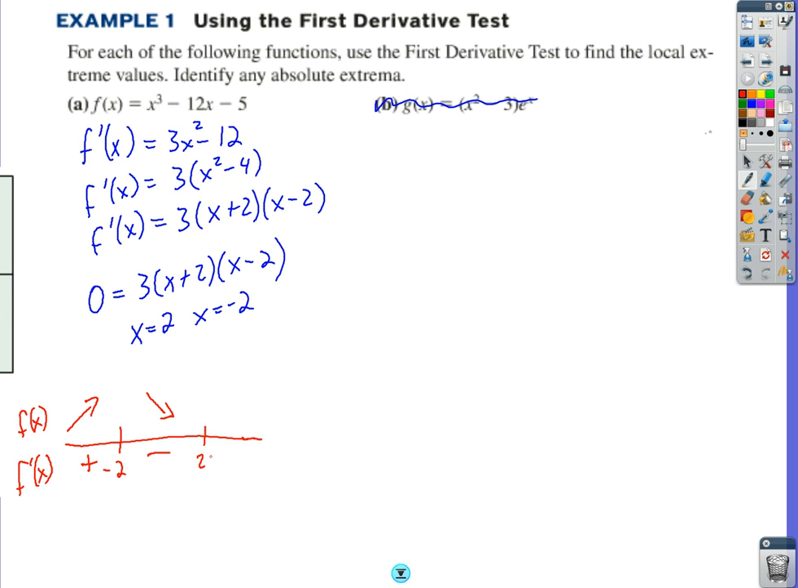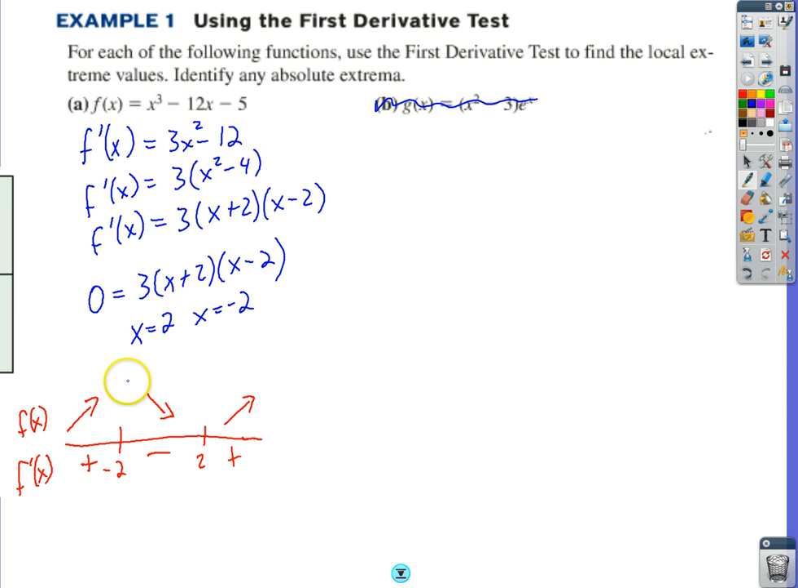And then I'm going to go ahead and do a little bit more and say, okay, what about past 2? So again, positive 1,000. So I put a positive 1,000 in here, and I get positive. So it's all positive, which means my function is increasing again. And hopefully by this little graph, you're able to see what's happening at 2 and negative 2. Here at negative 2, my function goes from increasing to decreasing.